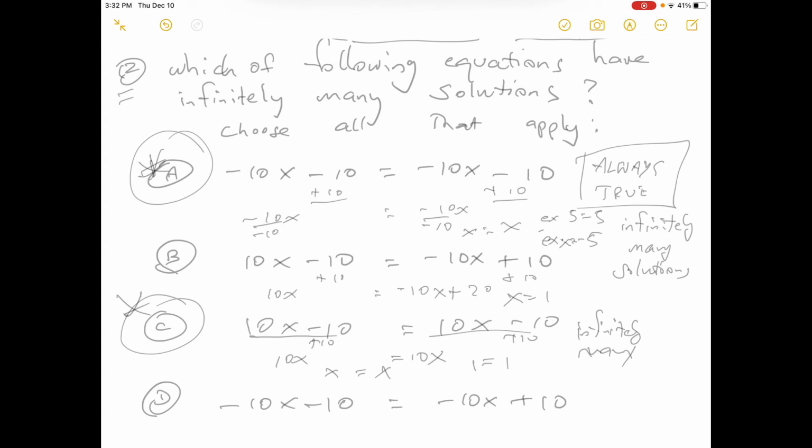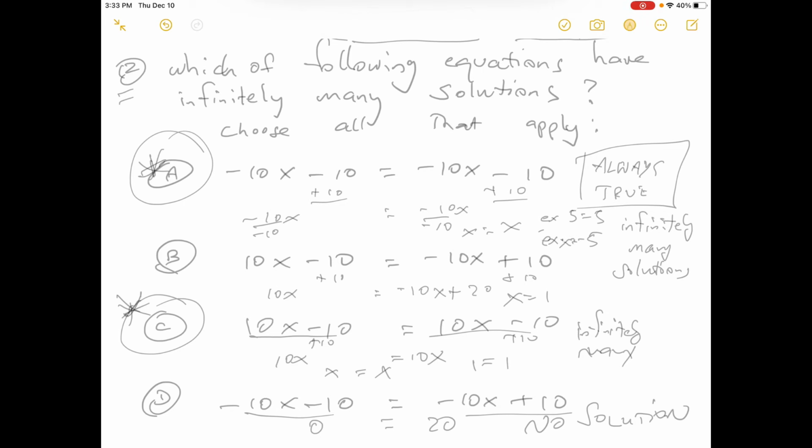On this one, these are different, so therefore that's out. We just know that if the left-hand side over here is not the same as this side, we're going to add 10 to both sides, we're going to get 0 equals 20. We're going to get no solution because we're going to get an absurd statement, and that's how that works. So there you go. A and C are your answers for these ones.